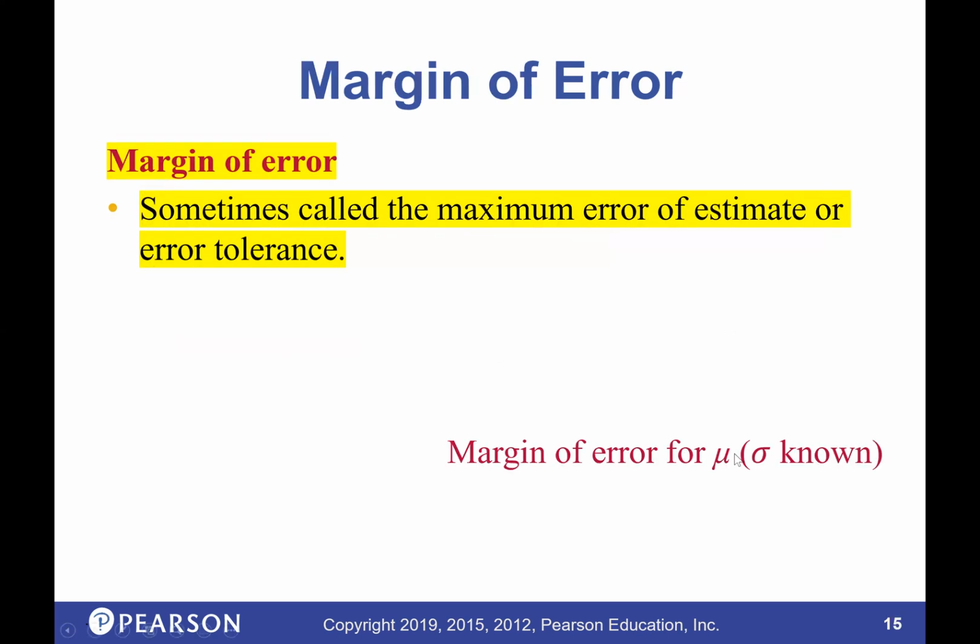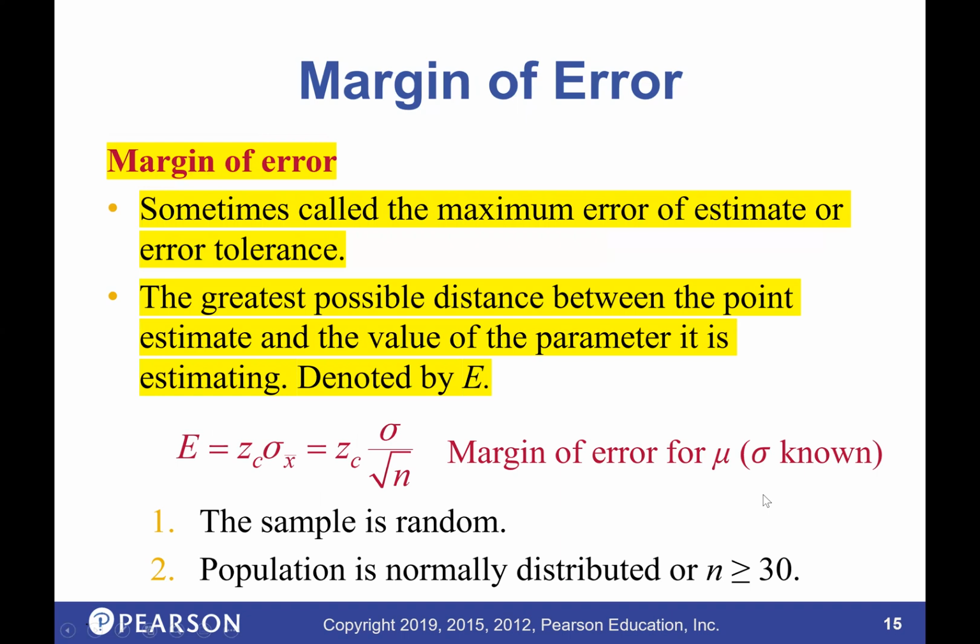So, of course, here is our little computation for that piece here. It is called the margin of error. So how much error do you have? What's the margin of error for your data? Okay, this is sometimes called the maximum error of estimate or error tolerance. You'll find that as well. The greatest possible distance between the point estimate and the value of the parameter. So it is given by E.